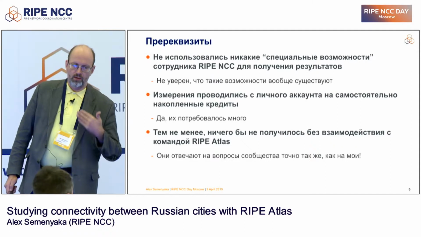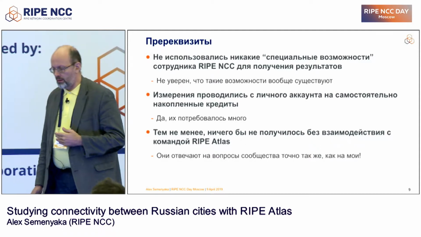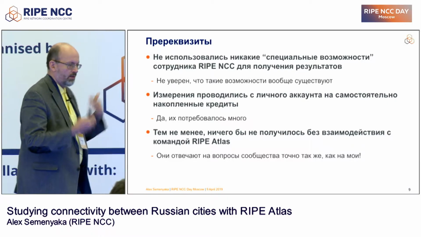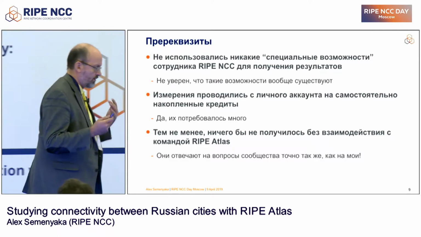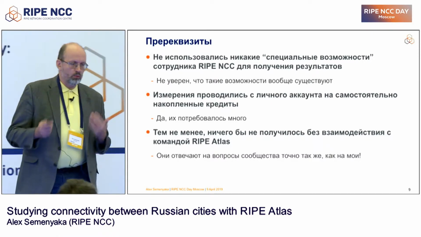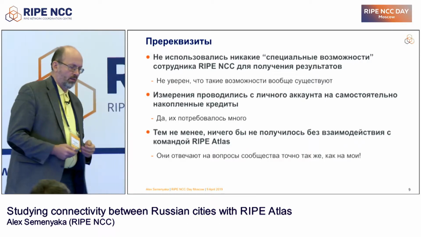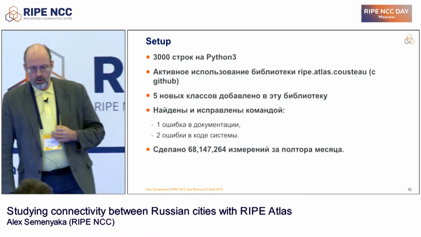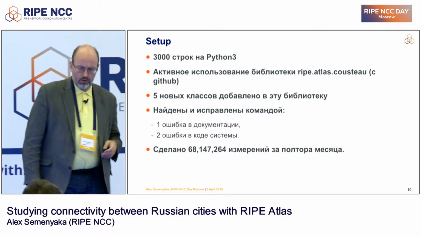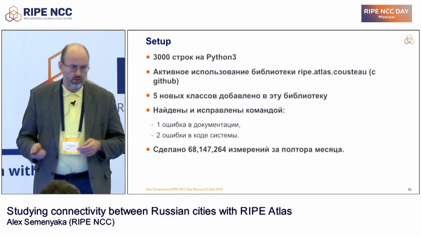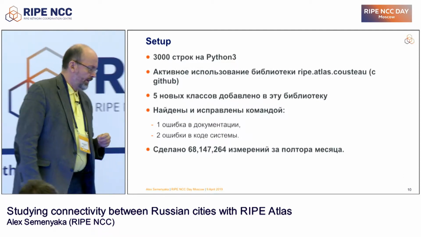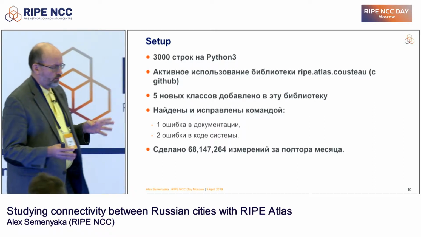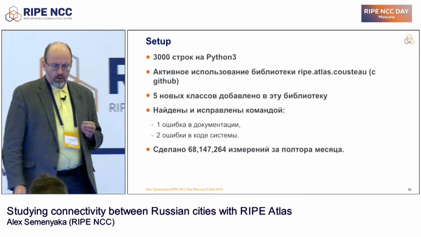You should take precautions in order not to put the system to bad use, in order not to use it for evil. But the Atlas team loves when researchers come to them with their plans and proposals. We wrote about 3,000 lines of Python. We used our library. At RIPE NCC, we had to include 5 new classes to the library.